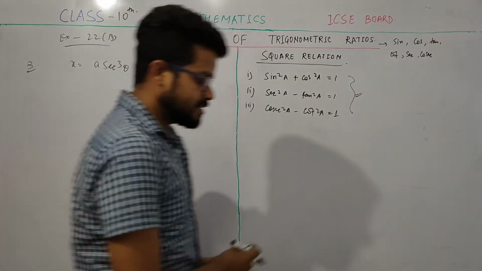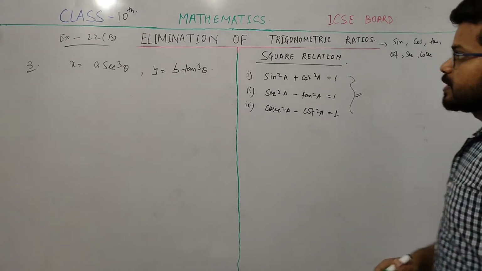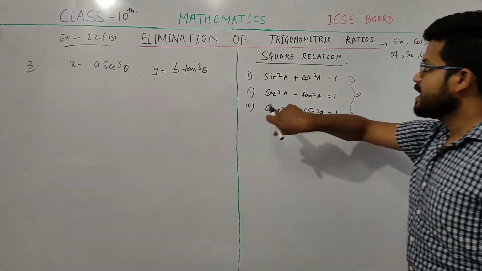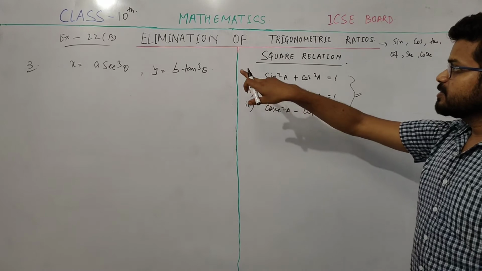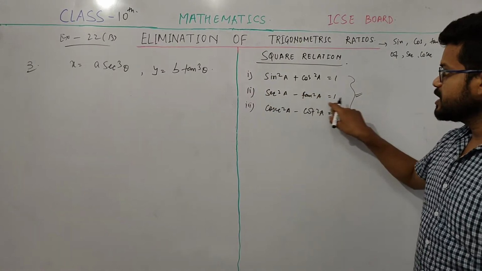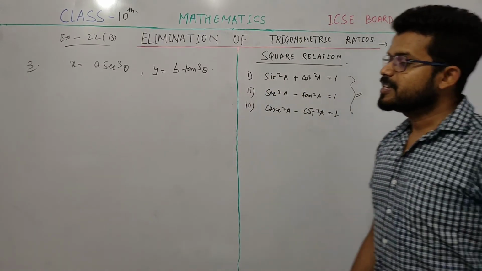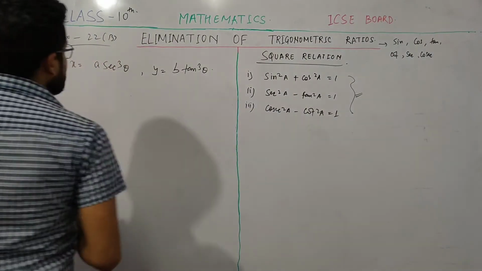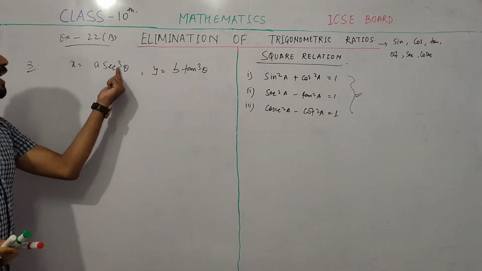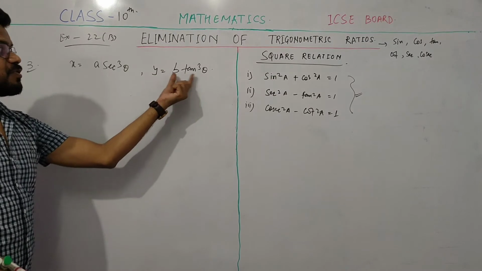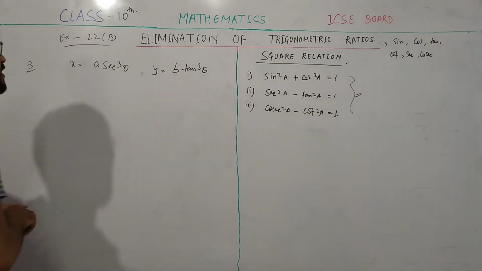So how do we proceed with this one? Here this is sec and this is tan. So I try to convert those relations into a square relation. Firstly, we have to eliminate this cube and this cube from this trigonometric ratio.